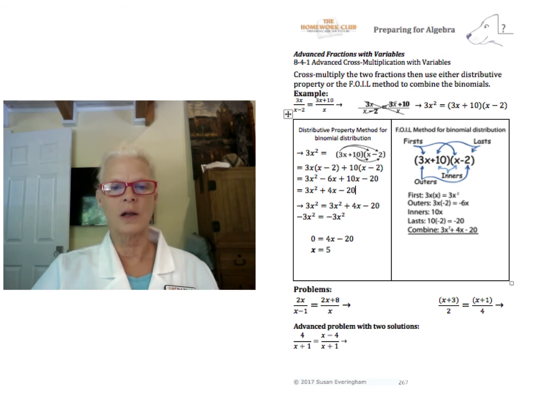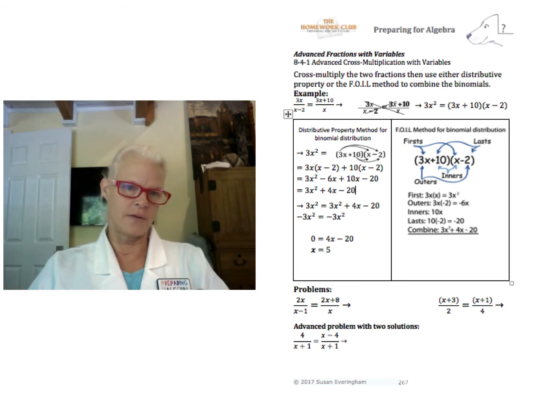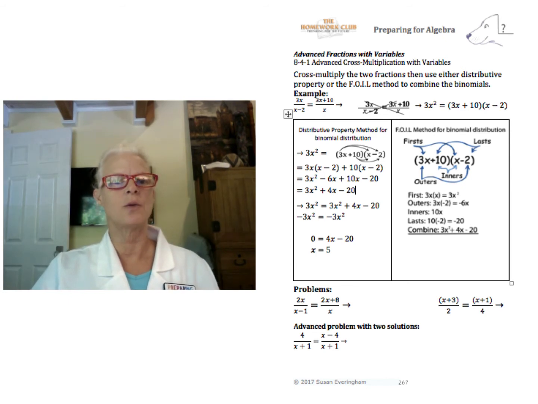We combine all of that and put it towards equaling the first term, 3x squared, and we end up with, if you look at the first column, 3x squared equals 3x squared plus 4x minus 20. Take away 3x squared leaves us with 0 equals 4x minus 20. And x equals 5 as our solution.